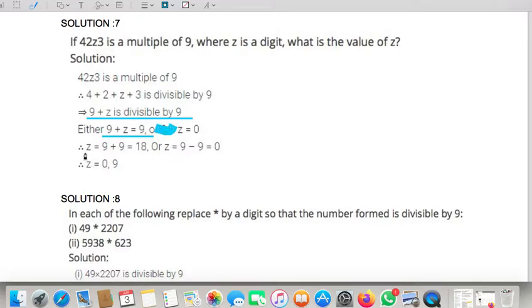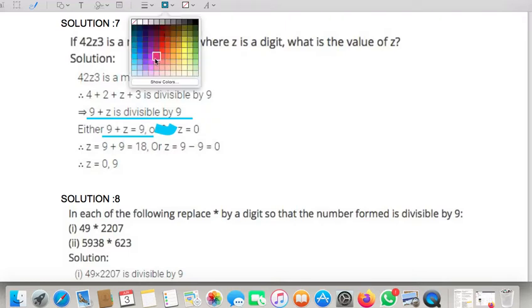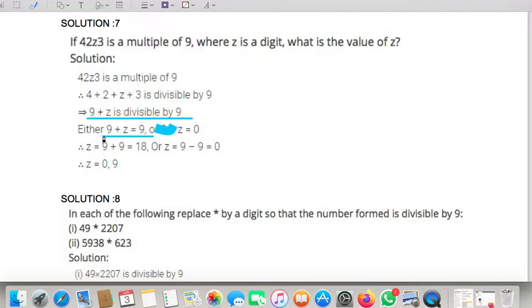Now let's move to the next. We know the next multiple of 9 is 9 twos are 18. If 9 twos are 18, then in that case I will now equate 9 plus Z equal to 18. If 9 plus Z is equal to 18, then Z will now come as 9. So the two possible values of Z can be either 0 or 9. There are two possibilities that I can have.